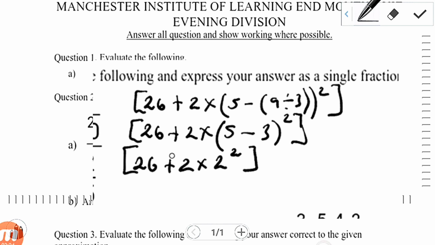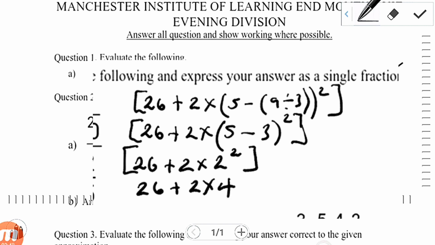Now, of course, we have addition, we have multiplication, and we have an exponent to simplify. So, of course, we would have finished with the parentheses or the brackets. We would have then moved on to the exponent. So this is 26 plus 2 multiplied by, and we're going to square the value 2, which is going to be 4.